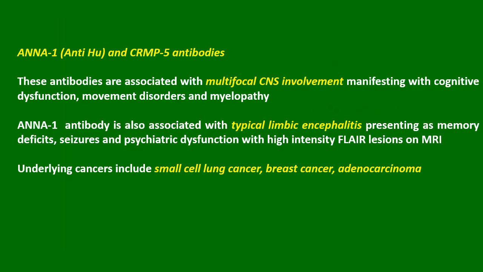ANNA-1 or anti-Hu and CRMP5 antibodies. These antibodies are associated with multifocal CNS involvement, manifesting with cognitive dysfunction, movement disorders, and myelopathy. ANNA-1 antibody is also associated with typical limbic encephalitis, presenting as memory deficits, seizures, and psychiatric dysfunction, with high-intensity FLAIR lesions on MRI. Underlying cancers include small cell lung cancer, breast cancer, and adenocarcinoma.